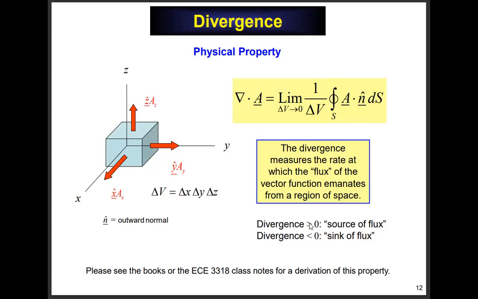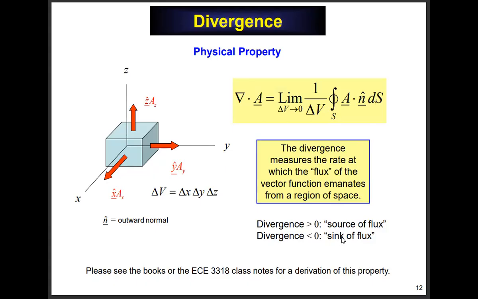Now, if divergence is positive, so this integral is positive, then there's a net flux of the vector function coming out of the cube. So we can say that this point is acting like a source of flux. If divergence is negative, then this overall integral is negative. There might still be flux coming out on some faces, but there's got to be flux going in on other faces, and more so the net integral is going to be negative. And if that's true, then there's overall net negative flux going into the cube, and I would say that that point in space is acting like a sink of flux lines.